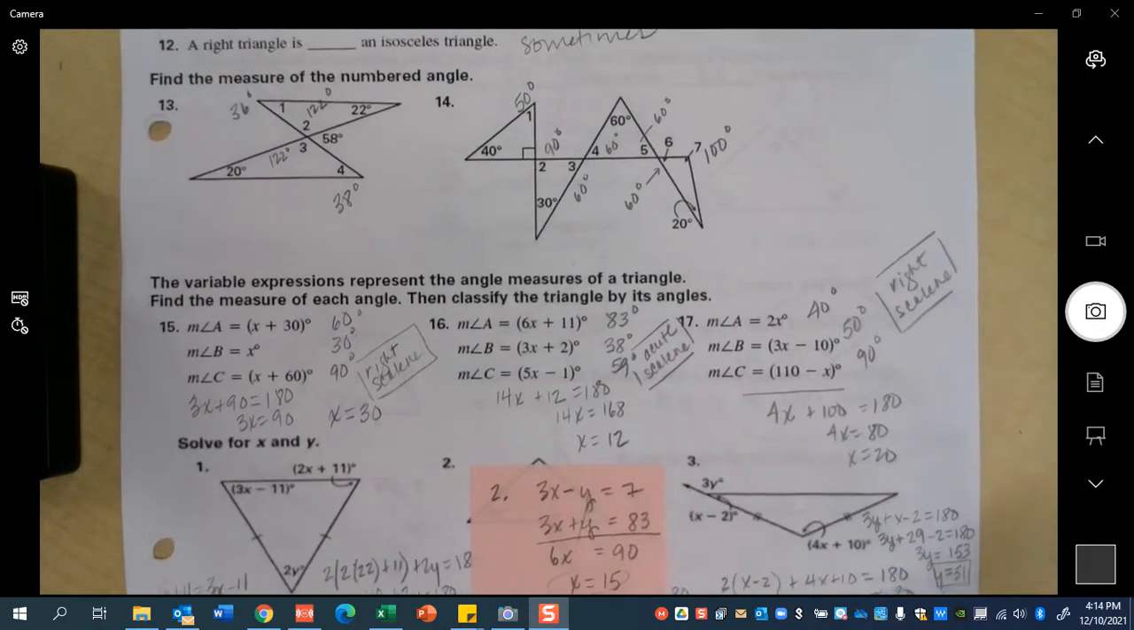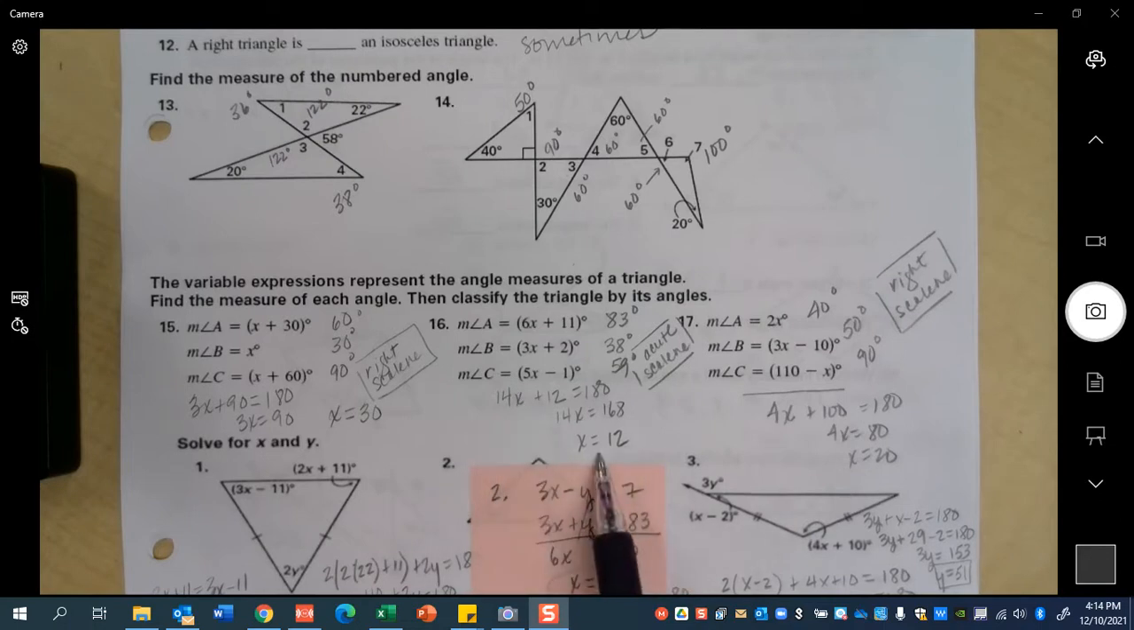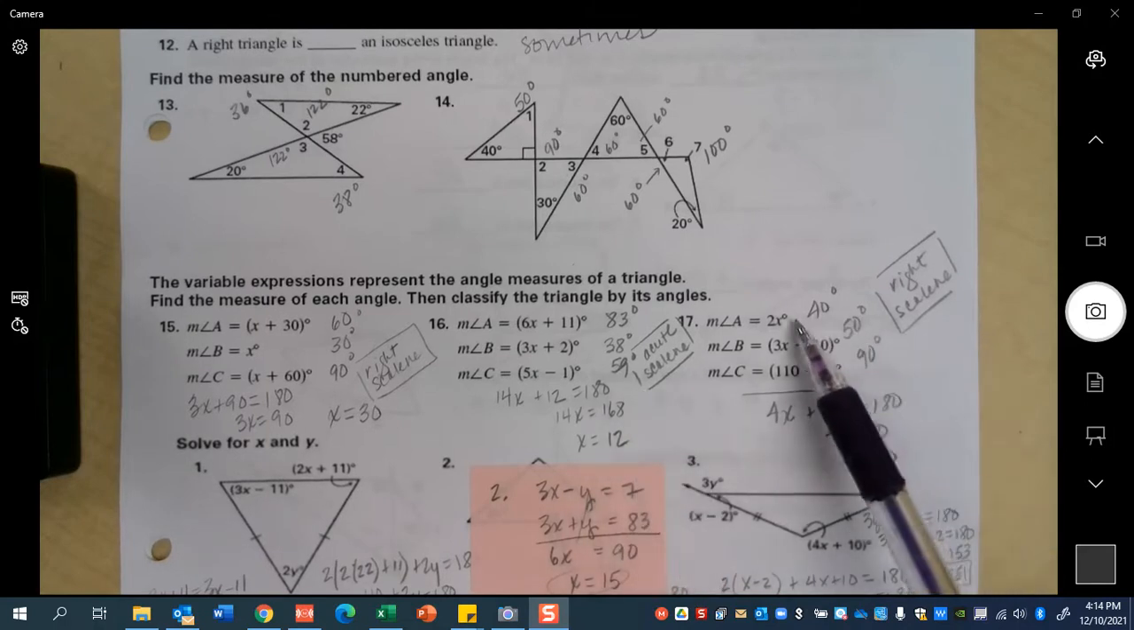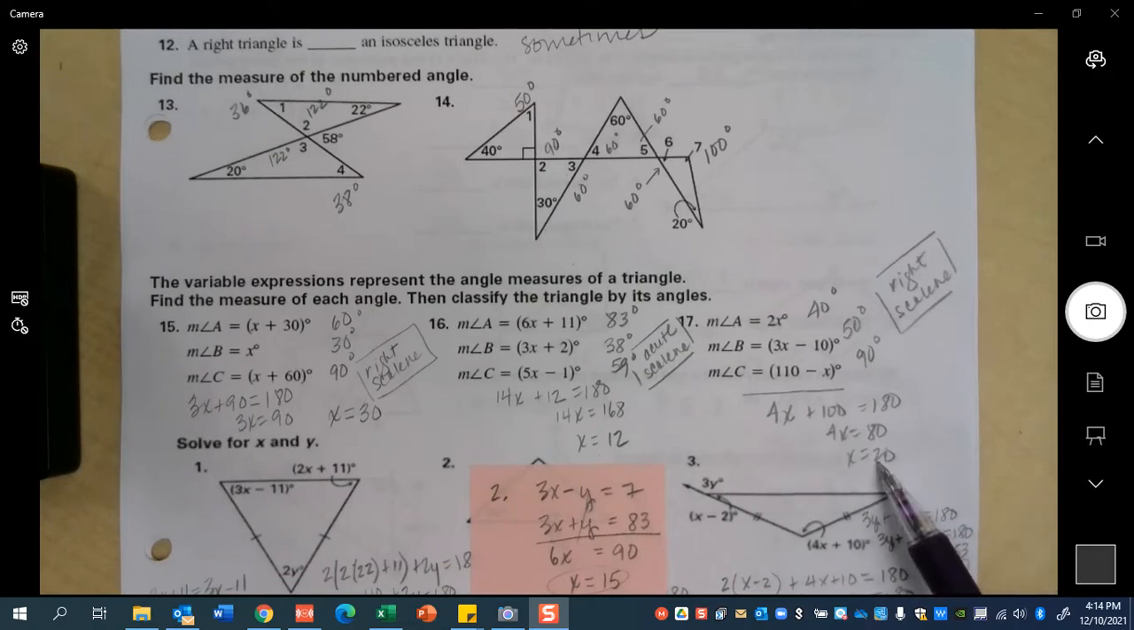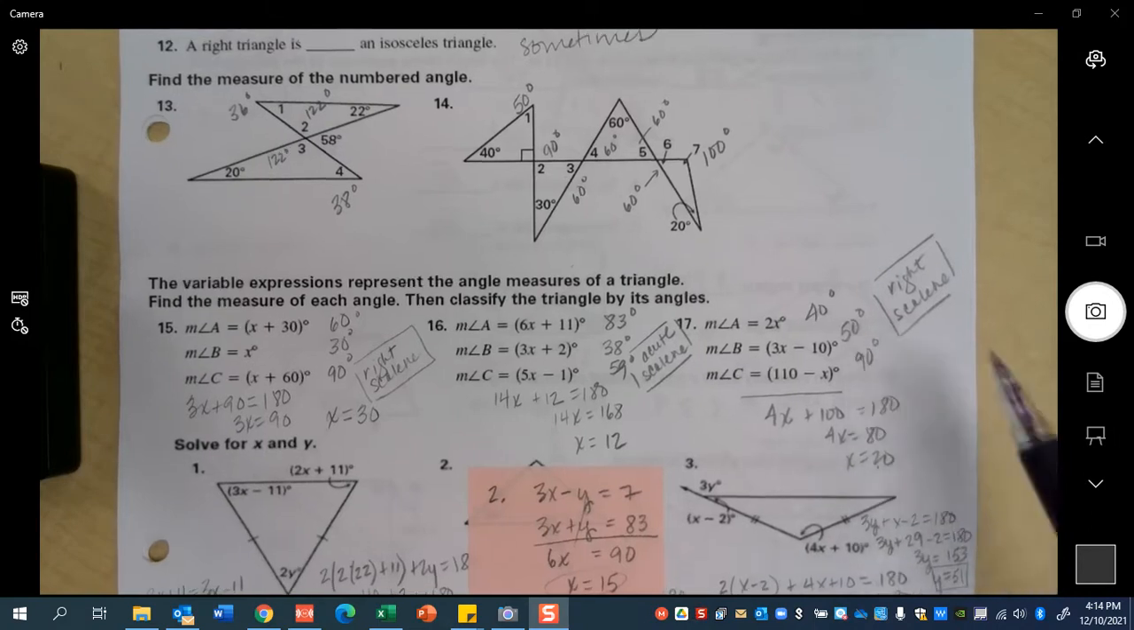All right, this next section, I know that the sum of these three angles has to equal 180 degrees. So I went ahead and added up and solved for my x and then plugged back in. So I have a right scalene triangle. I found the sum of each of these angle measures. X had a value of 12. So I have an acute scalene triangle. Same thing here. I added up all of my expressions. And I ended up with x having a value of 20. So I have a right scalene triangle.